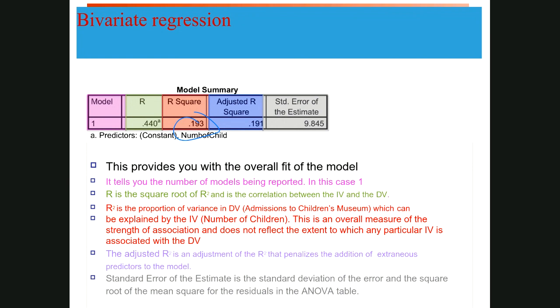The adjusted R squared is an adjustment of the R squared that penalizes the addition of extraneous predictors to the model, so that doesn't really matter when you only have two variables. We can talk about this one more next week when we deal with multiple regression. And the standard error of the estimate is the standard deviation of the error and the square root of the mean square for the residuals in the ANOVA table. So this we typically would not report at this point.